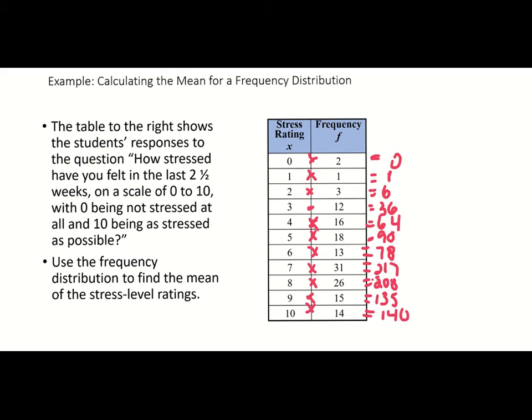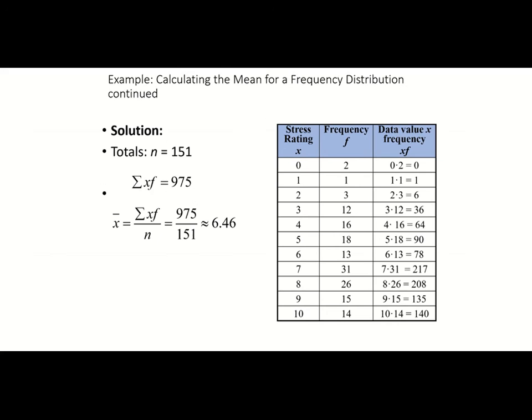So now we have the data value point, the stress rating, times the frequency. And now what we need to do is we're going to add all that up. And when we add all of that up, we add all of these numbers right here.